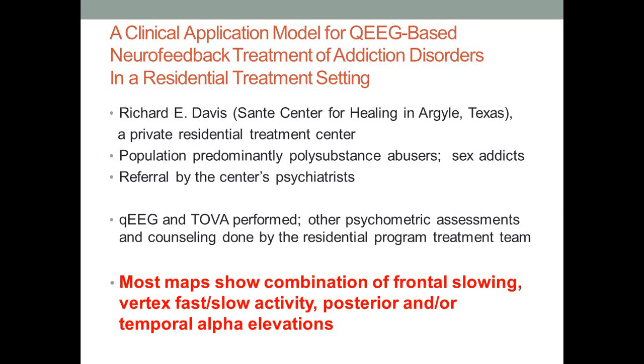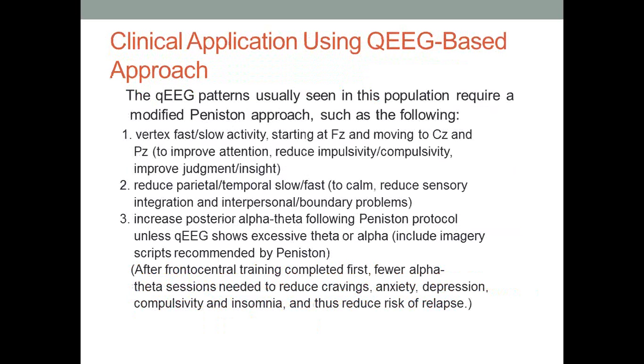I perform a QEEG. I don't necessarily perform a TOVA on all of them. If requested, I will, but for the most part, I'll just move forward with a QEEG. And then they do have on-site testing they can do as well if someone requests that. Most of the maps that I do show a combination of the frontal slowing, the vertex fast slow activity, and posterior and or temporal alpha elevations. Here's the clinical approach that I like to use.